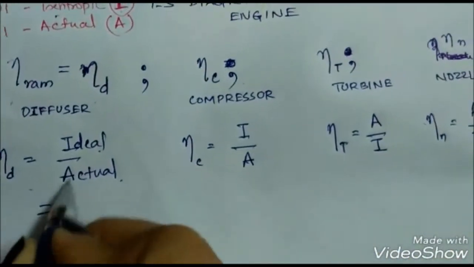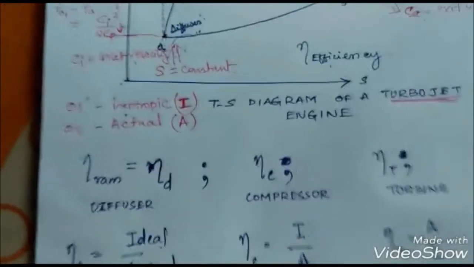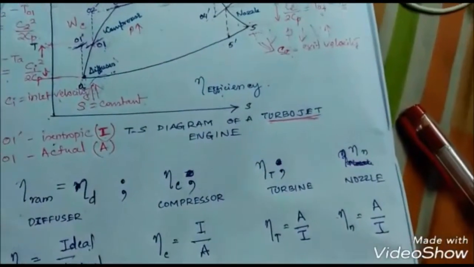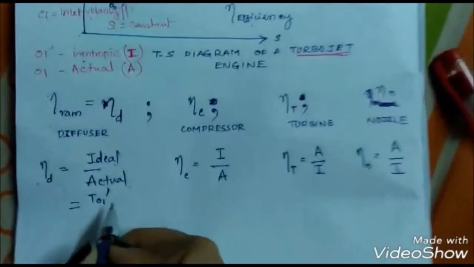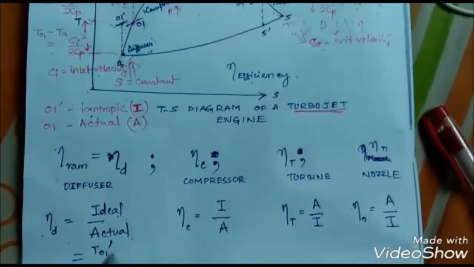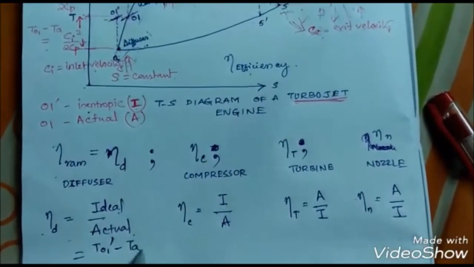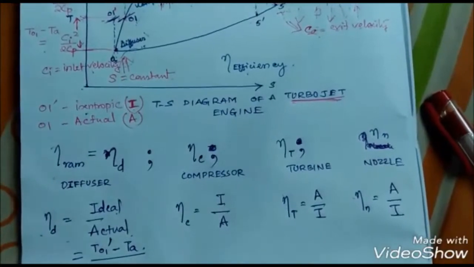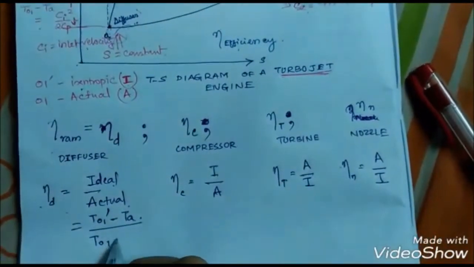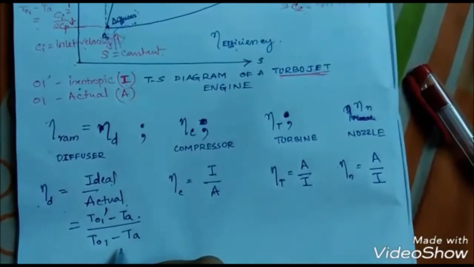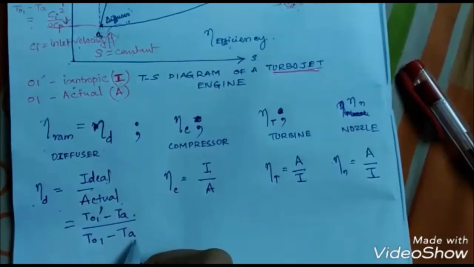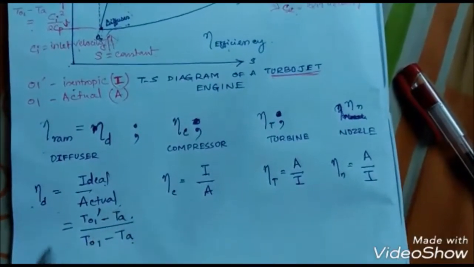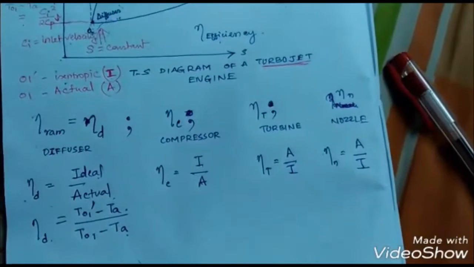So what we will write is ideal over actual: T01 dash minus TA divided by T01 minus TA, because T01 dash minus TA is the ideal condition. So this is eta D.